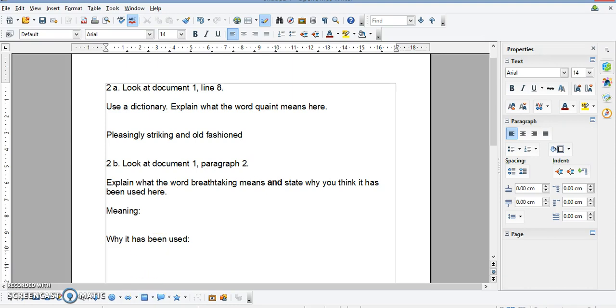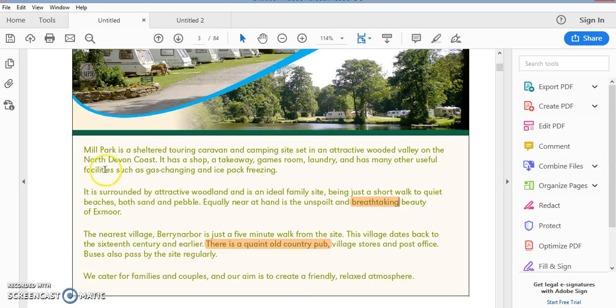So, if you'd like to pause the video and have a read of the document again. Now, you should have gotten from this that this is an advert. What it's essentially trying to do is sell us this caravan park. It's trying to get us to go here and rent a caravan or whatever.